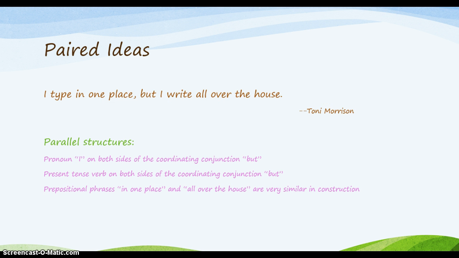So let's look at it one piece at a time. We have the pronoun I on both sides of the coordinating conjunction, but. I on one side, I on the other side. This is balanced or parallel. We have a present tense verb on both sides of the coordinating conjunction but. We have type on one side and write on the other side. Those are balanced. That's parallel structure. The prepositional phrases in one place and all over the house, these are really, really close in construction. That is what gives this sentence parallel structure, parallelism. And that's why this sentence is so perfectly written, because it's balanced, it's parallel.